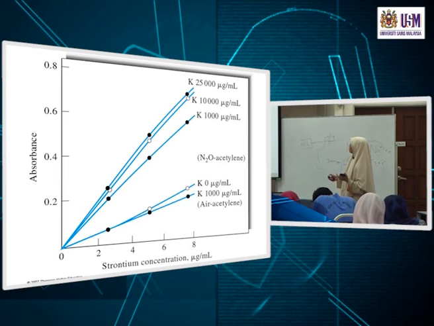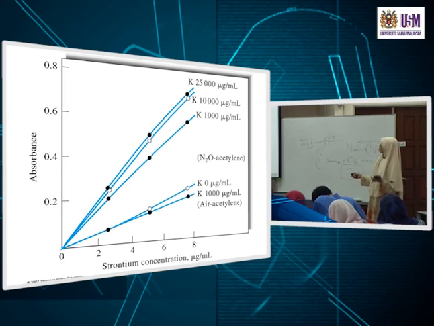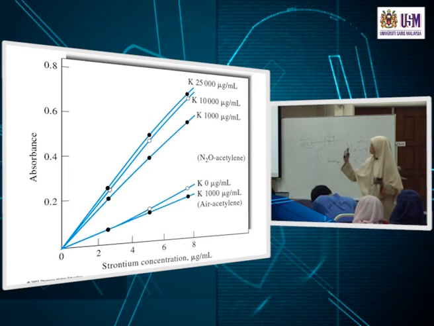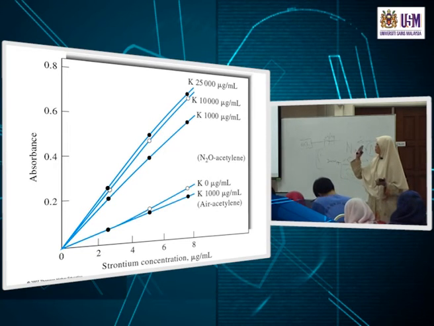Now I give you a plot. This plot tells you absorbance versus concentration, and we are looking at strontium. We're looking at the calibration curves. The bottom one is using air acetylene. The one above is using nitrous oxide. Tell me what information you can get from this graph.